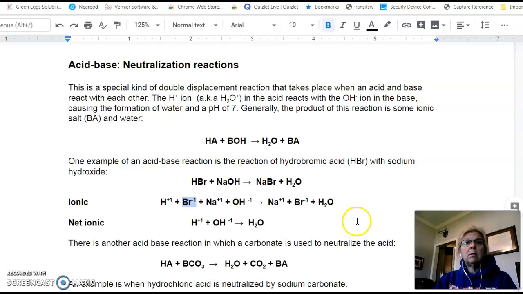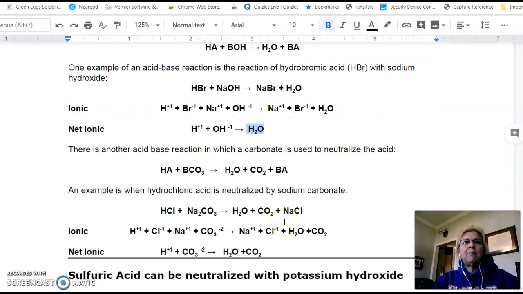And so we take those out because they're not part of the chemical reaction, leaving only the net ionic equation, which is the only part that is part of the chemical reaction. So that's why, as you can see, this is called a neutralization reaction, because what it makes is water, and water is neutral.